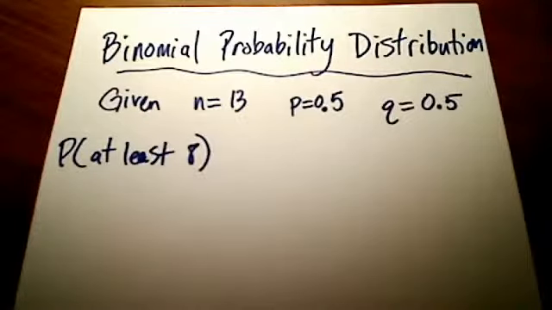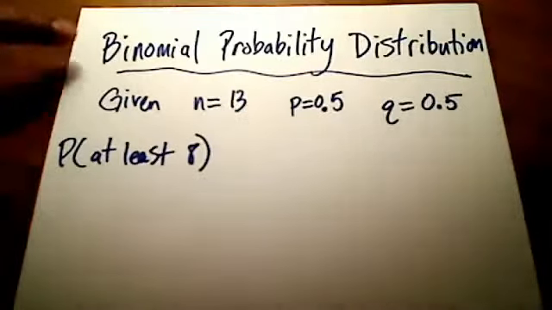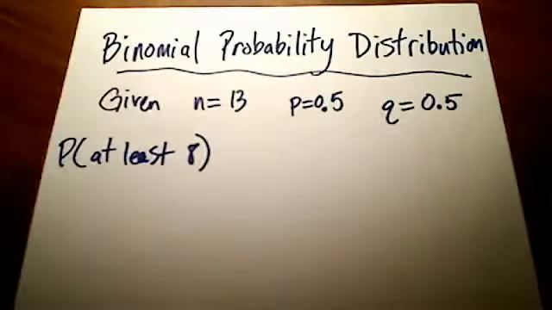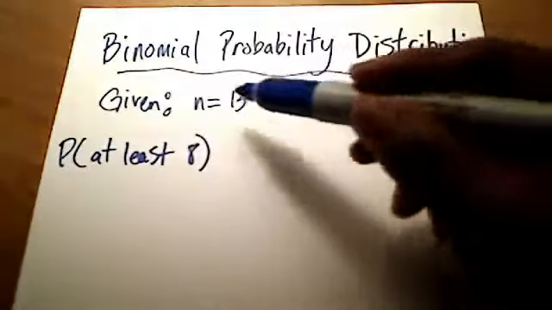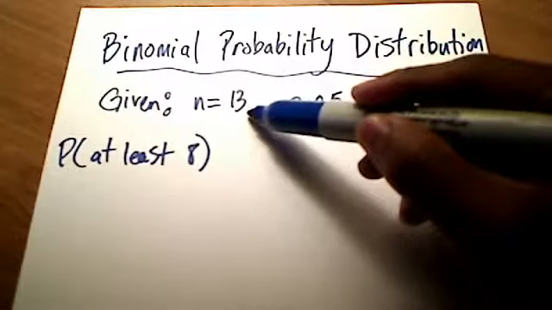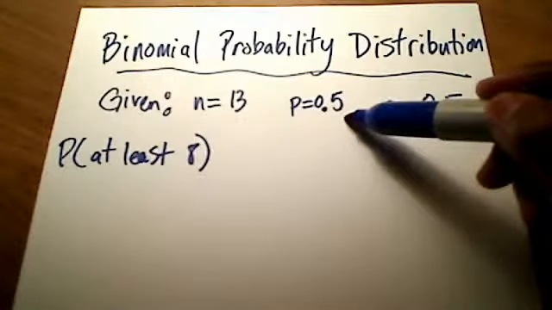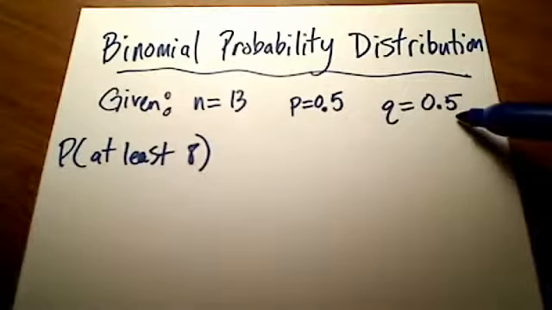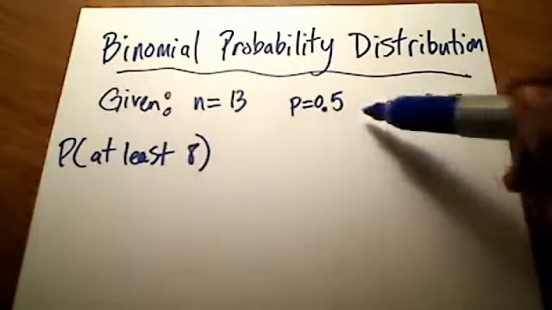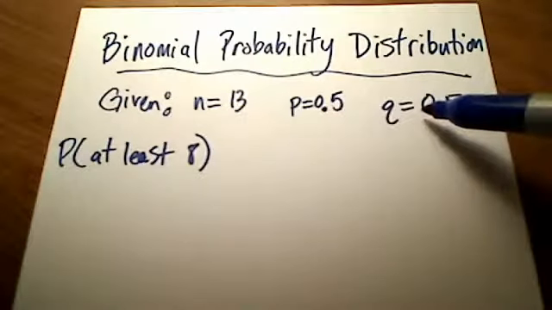Okay, this video is a part 2 continuation of the explanation regarding a binomial probability distribution. So let's continue. Let's say that we were given this information here. We were given that the number of trials was 13. Our probability of success is 0.5, which automatically means our probability of failure is also 0.5, because these two have to be complements of each other.